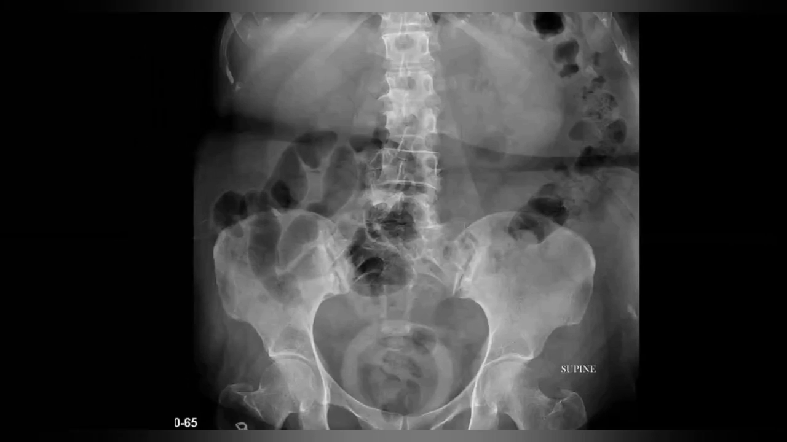History not provided. So this patient had abdominal pain, and the X-ray of the abdomen was done, which again showed non-specific bowel gas pattern, some fecal loading within the large bowel. But what you see is a ring-like structure within the pelvis here. You all see this ring-like structure. So this ring-like structure is a vaginal pessary.